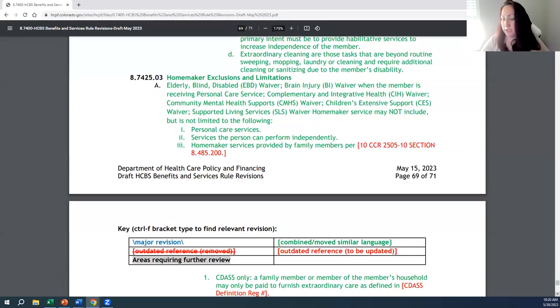Homemaker exclusions and limitations. A, elderly, blind, disabled waiver, brain injury waiver when the member is receiving personal care services, complementary and integrative health waiver, community mental health supports waiver, children's extensive supports waiver, supported living service waiver. Homemaker services may not include, but is not limited to, the following. 1, personal care services. 2, services the person can perform independently. 3, homemaker services provided by family members per statute.